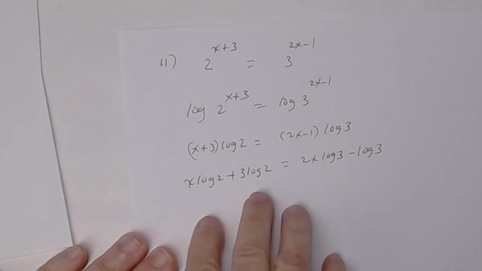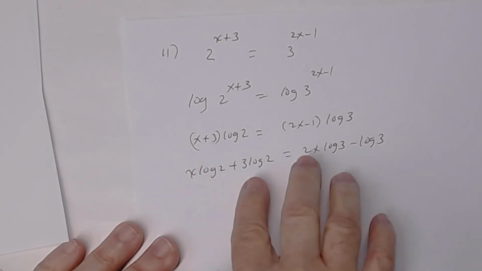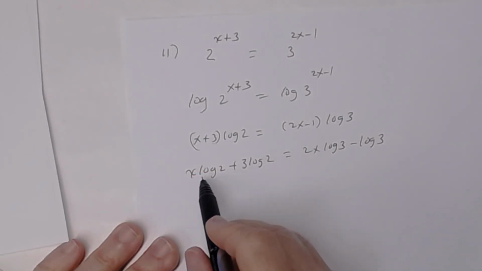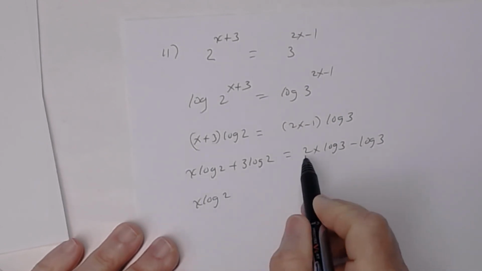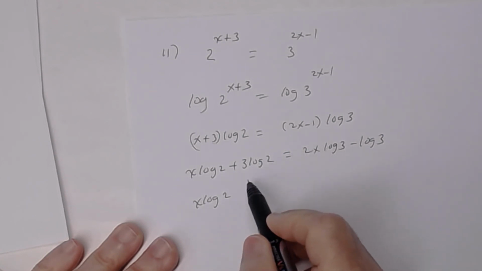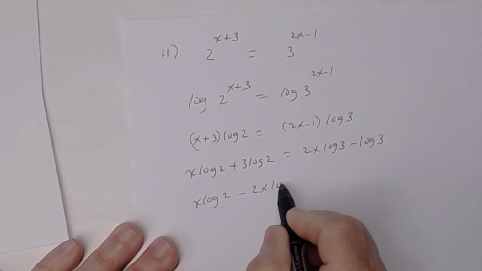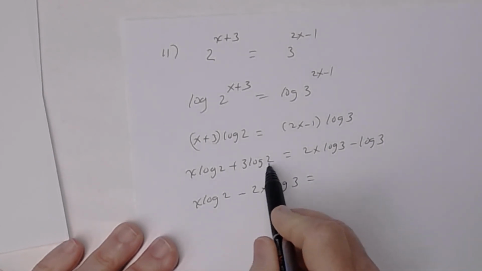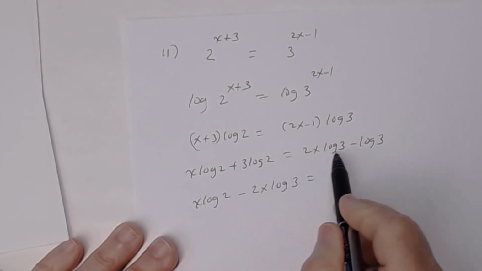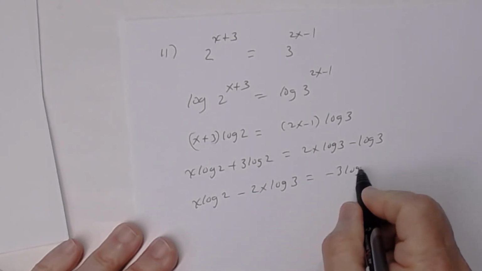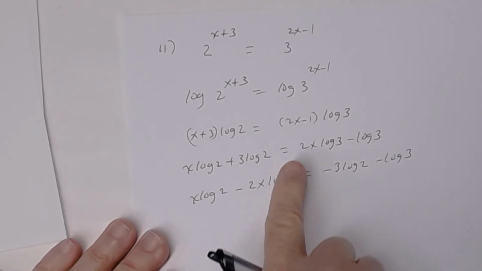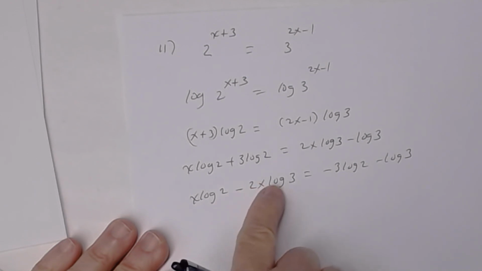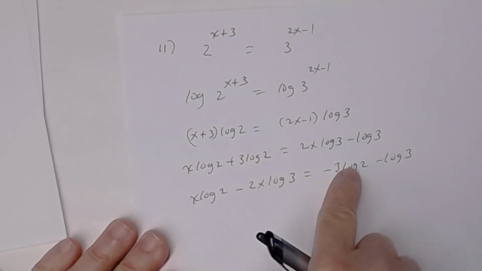So at this point, a lot of students will say, we'll not even show this little part, and that's fine. Just be careful. You're going to have to say x log 2, and then when you bring this over, see this is a positive 2x log 3, then it becomes minus 2x log 3 equal. And then when I bring this positive 3 log 2 to the other side, it becomes a negative 3 log 2, and then minus log 3. Okay? All right. So when you bring this to the other side, you get this. When you bring this to the other side, you get that.